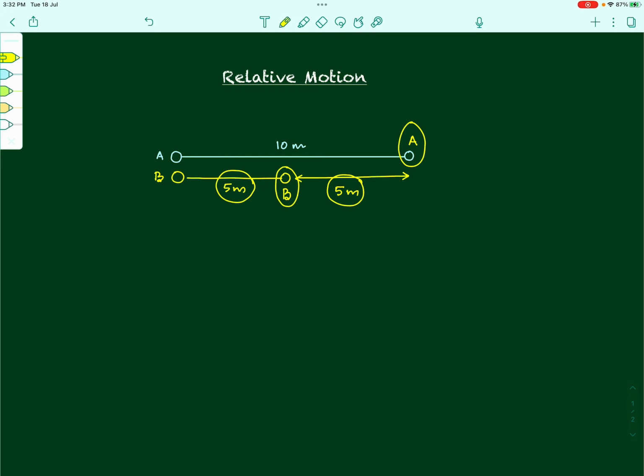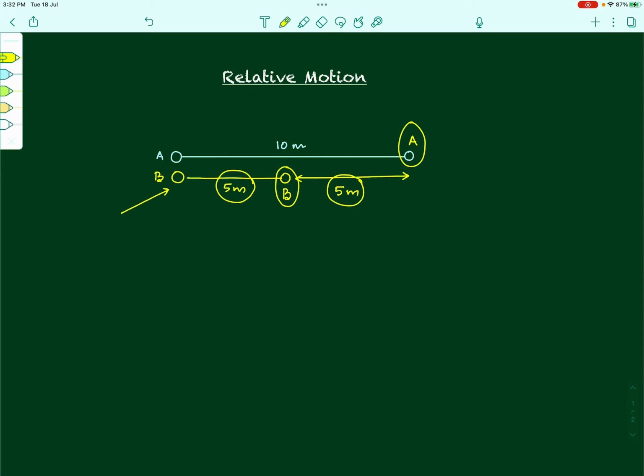That means when B is the observer, it always considers itself at rest. The observer considers itself to be not moving. It could have a motion of its own, but it will not consider that while observing another body. So this is one important aspect of studying relative motion.